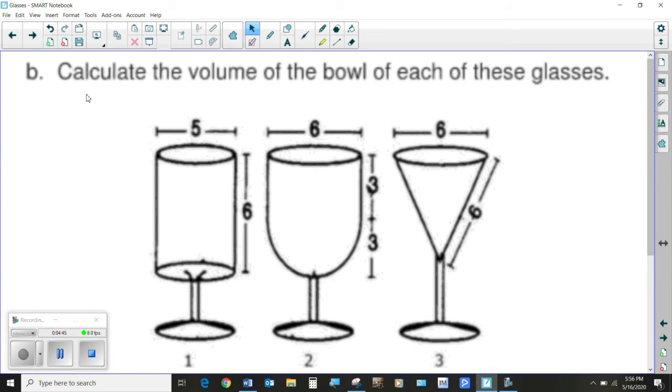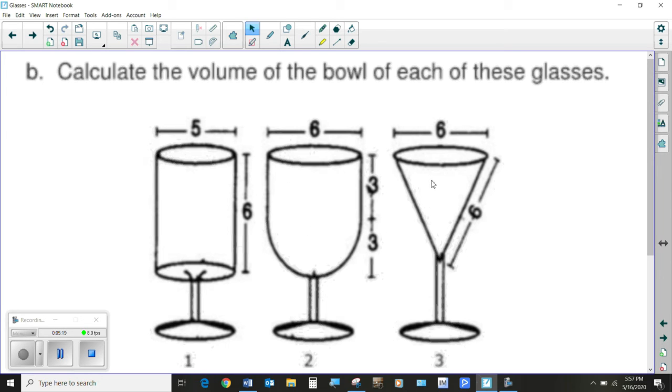All right, part B is where we start doing the work with our formulas. Calculate the volume of each of the bowls of these glasses. So here you've got a straightforward cylinder. Use your formula for cylinders. Here, a little bit more complicated, because you've got that cylinder on the top part with the 3 centimeter height, and you've got that half of a sphere for the bottom part, which has the 3 centimeter radius. Find those individually and then add them together.